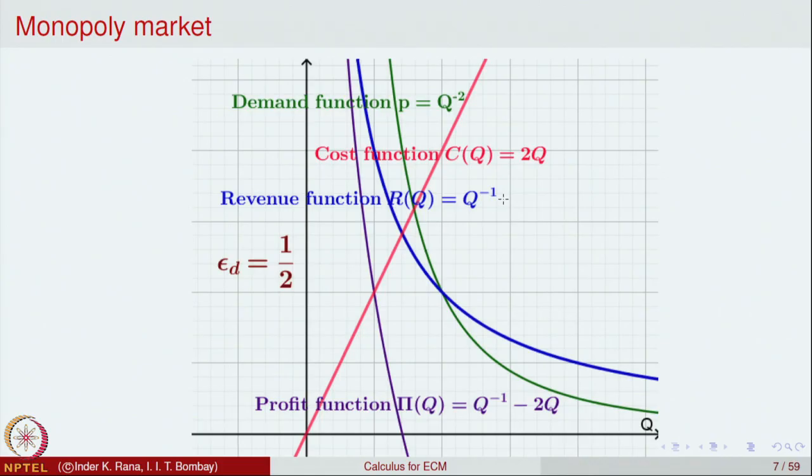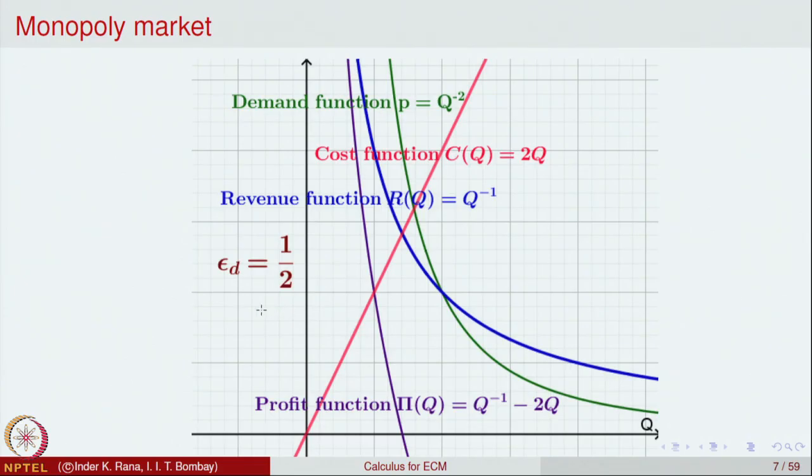Okay. So, the profit function is pi Q, that is Q raised to power minus 1 minus 2 Q. So, that is this graph, that is the profit function. So, these are the various functions related with the economic scenario, which help us to say a few things. For this model, the coefficient of elasticity is 1 by 2, which is less than 1.